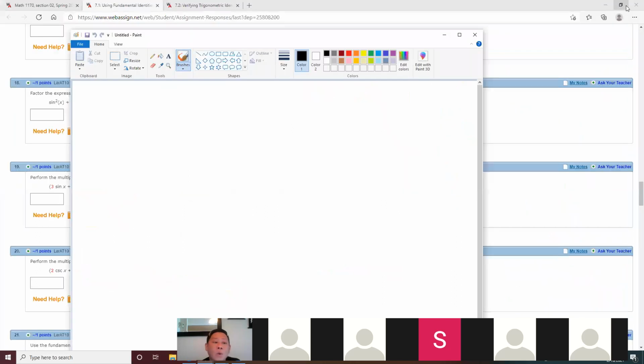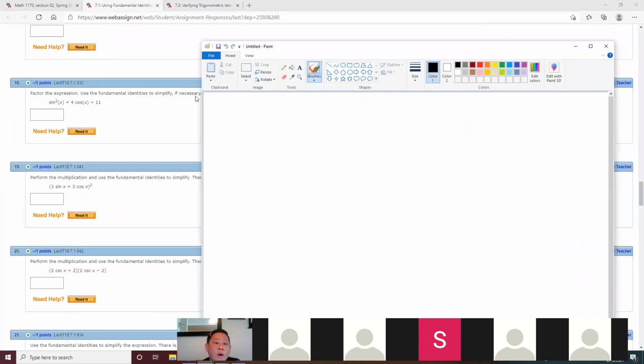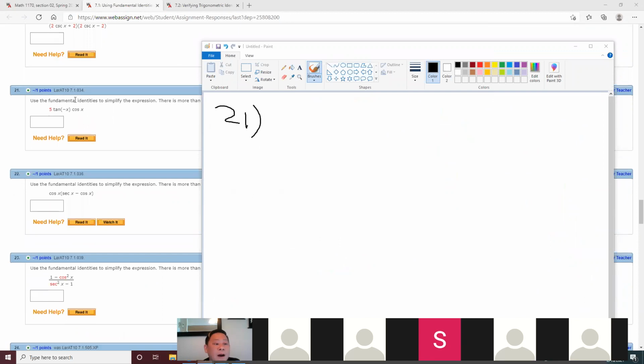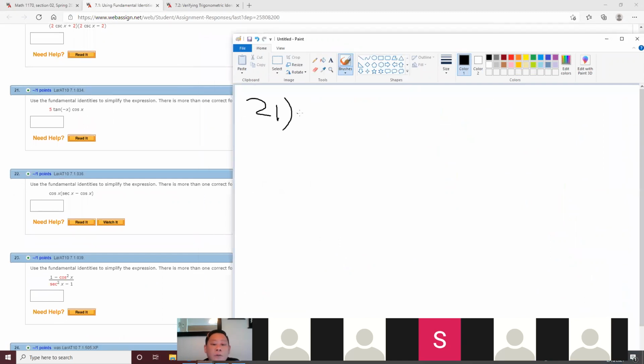Next is 21 and 22. So question number 21 is: use the fundamental identity to simplify this. Okay, so 5 tangent negative x cosine x. I think it's recorded. Yep, it's recorded.